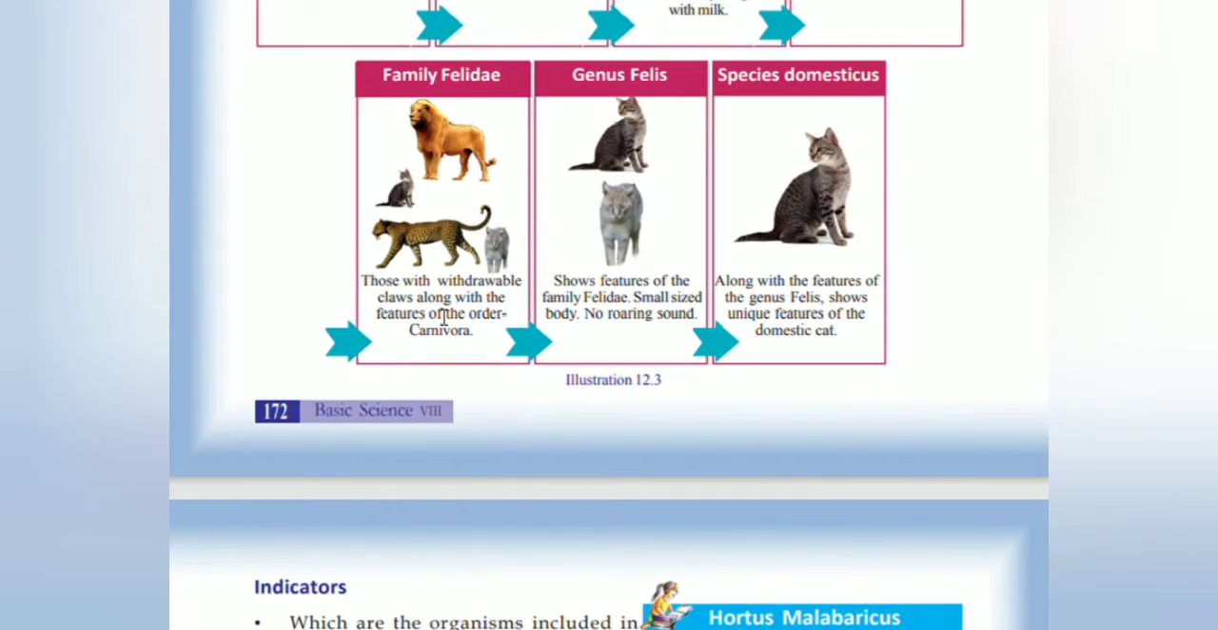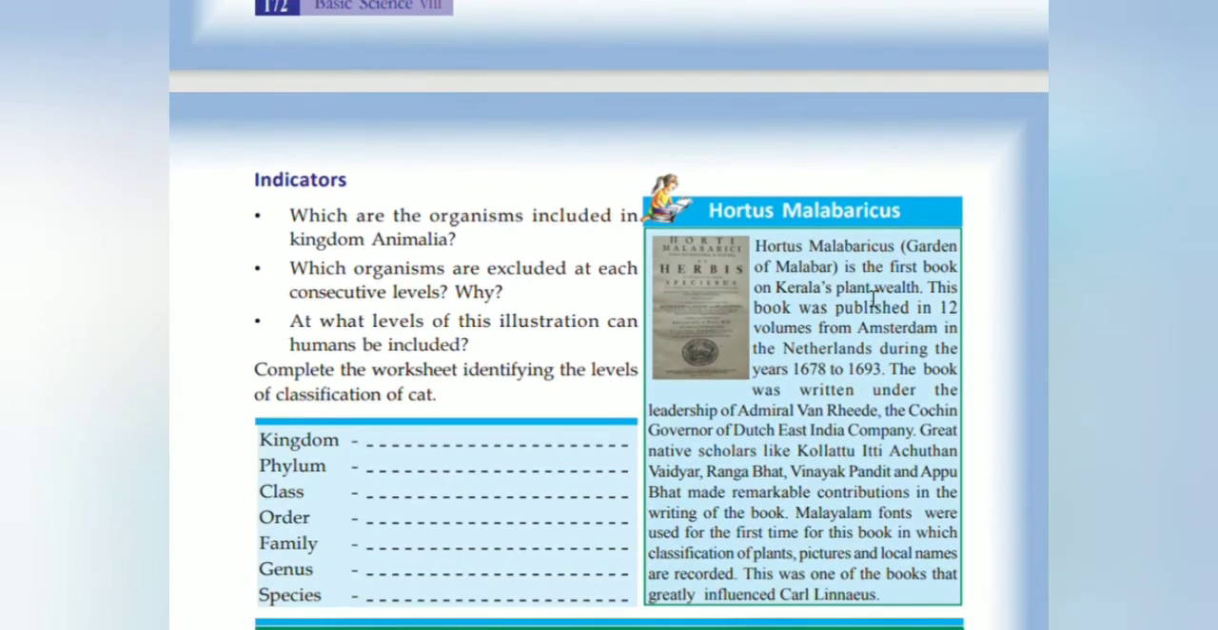Family Felidae: those with withdrawable claws, along with the features of the order Carnivora, that is, those which eat the flesh of other animals, which we call a carnivore. It is included in the family Felidae. Then next, the genus shows features of the family Felidae: small-sized body and no roaring sound. That is the genus Felis. Species domesticus, along with the features of the genus Felis, shows unique features of the domestic animal, that is the cat, and the other similarities. That is the species domesticus.